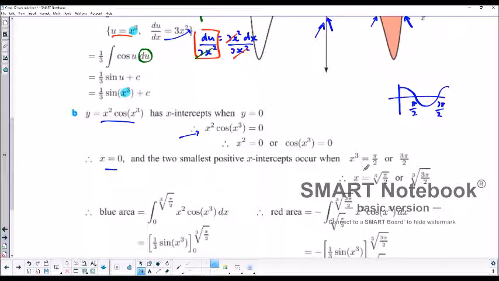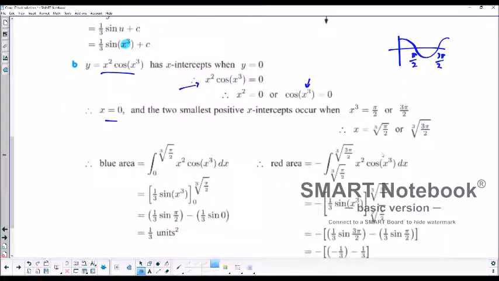looks like this. This is pi by 2, and this is 3 pi by 2. And so then x cubed will equal, so that's where we'd substitute in the pi by 2. So cosine of pi by 2 equals 0, and cosine of 3 pi by 2 equals 0. So that means that x cubed will equal pi by 2 or 3 pi by 2. And so then we just take the cube root of both sides. The cube root of x cubed is just x. And the cube root of pi by 2 is the cube root of pi by 2. And again, the cube root of 3 pi by 2 is the other one. So x equals these values.